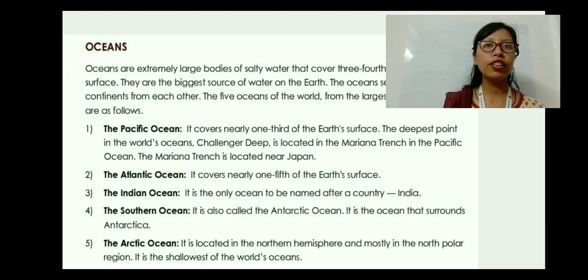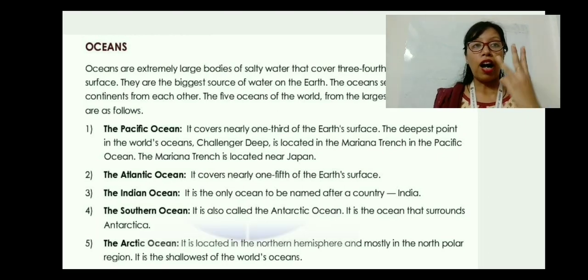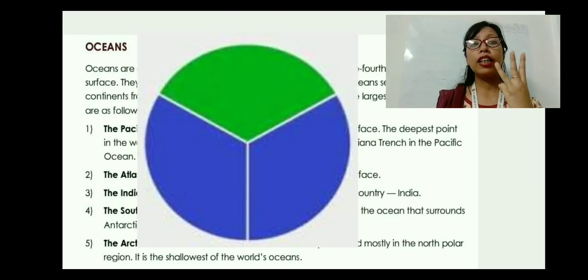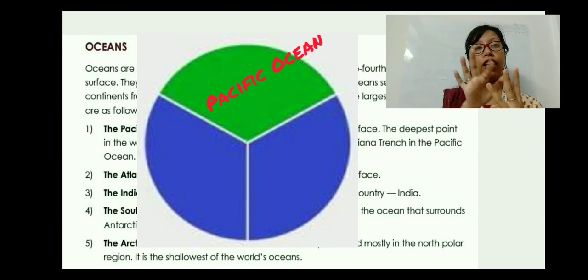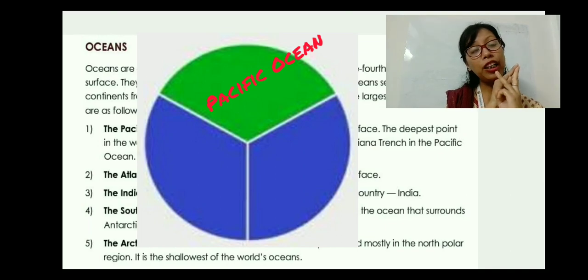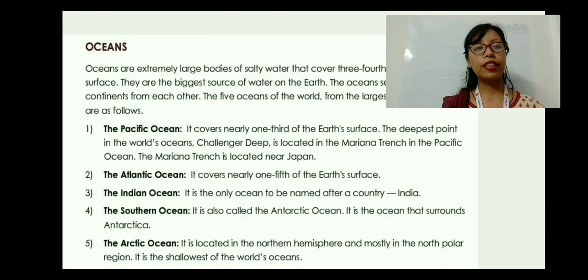So which is the largest? The Pacific Ocean is the largest. It covers nearly 1/3 of the earth's surface. 1/3 means out of 3 parts, the circle is covered with 3 parts, right? So of the 3 parts, 2 parts are covered with the earth's surface and 1 part is covered only by the Pacific Ocean. It covers nearly 1/3 of the earth's surface.